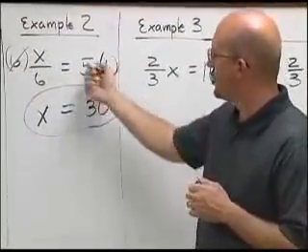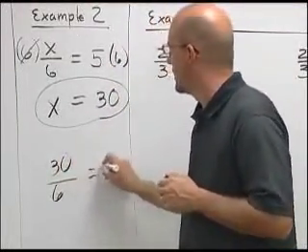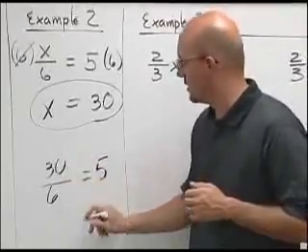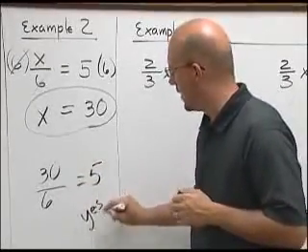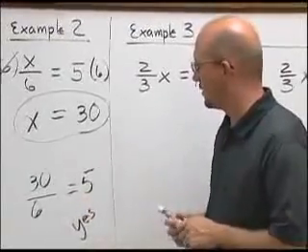If we go back and check our answer, is 30 over 6 equal to 5? And the answer is yes. And I even spelled yes correctly this time. Okay? 30 divided by 6 equals 5.